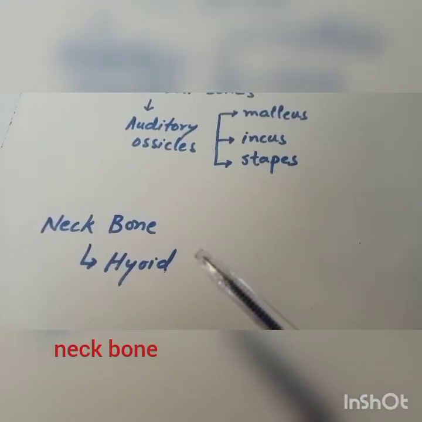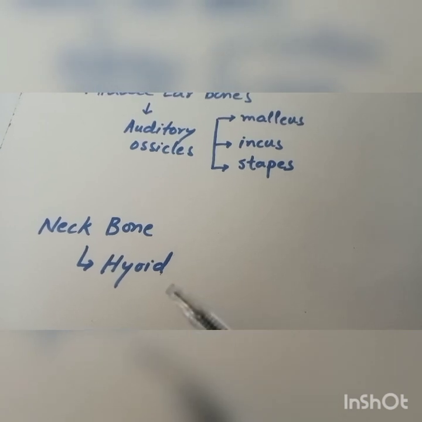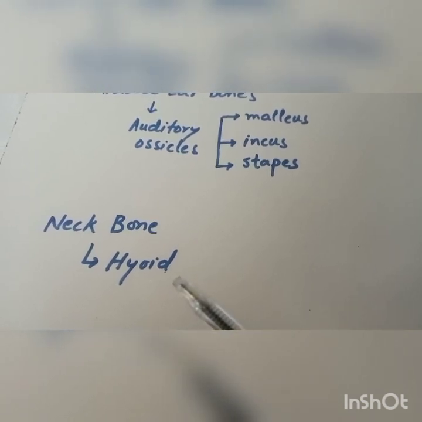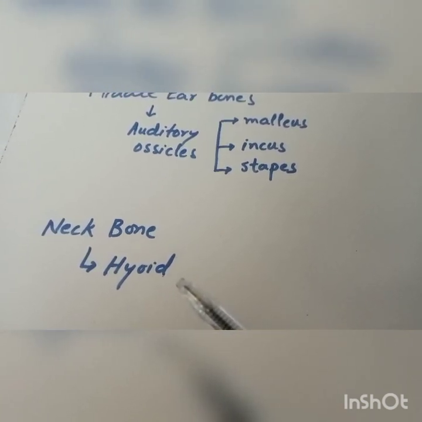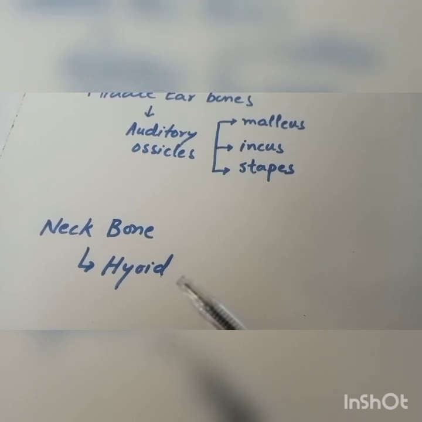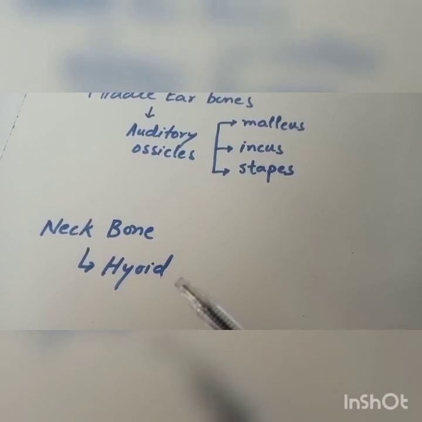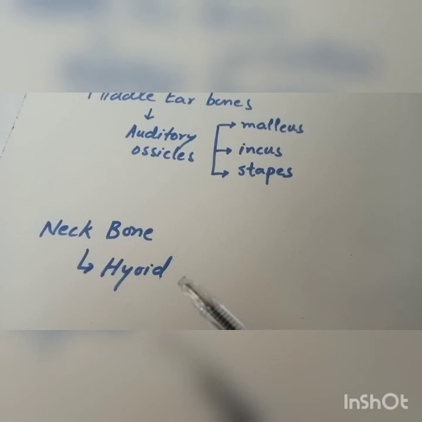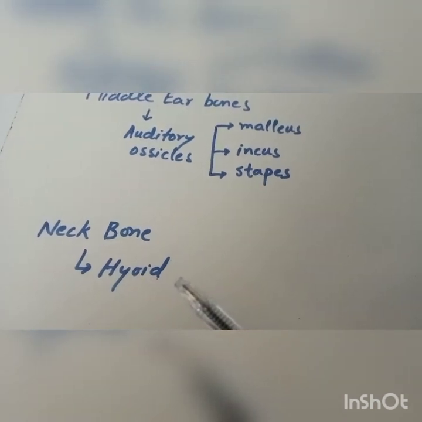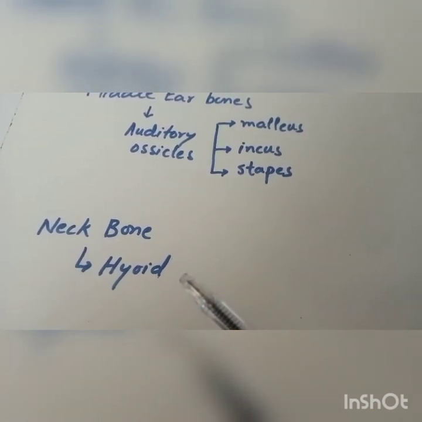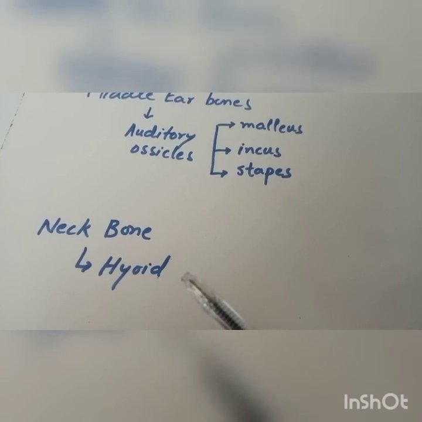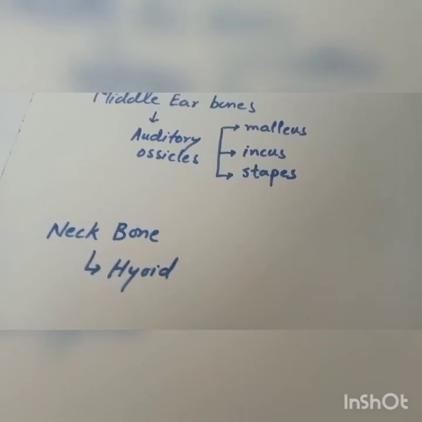Third is the neck bone. Neck bone is known as the hyoid bone. It is a U-shaped structure located in the anterior neck. It lies at the base of the mandible, where it acts as a site of attachment for the anterior neck muscles.